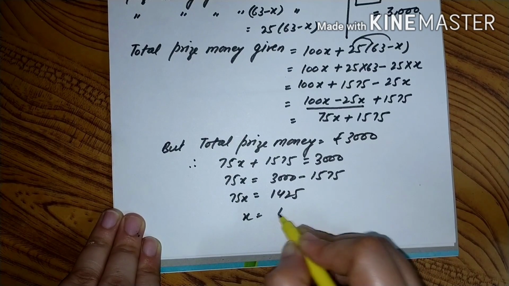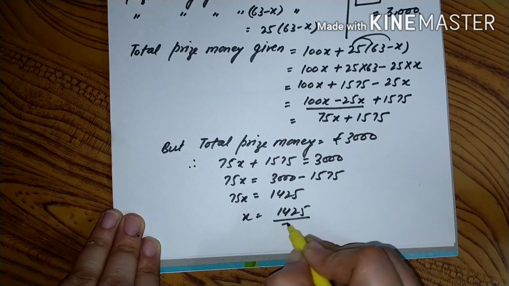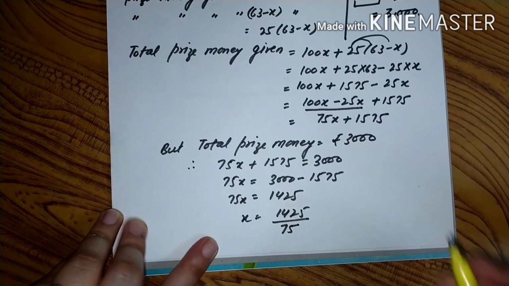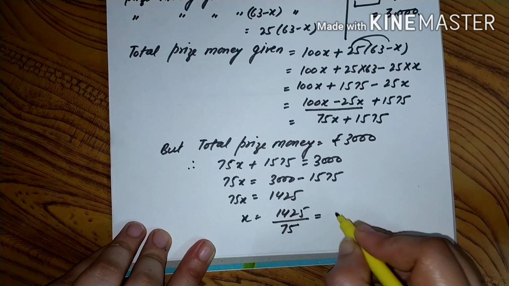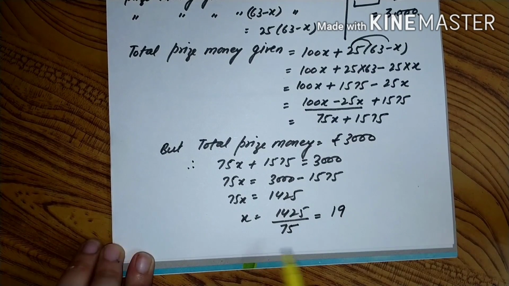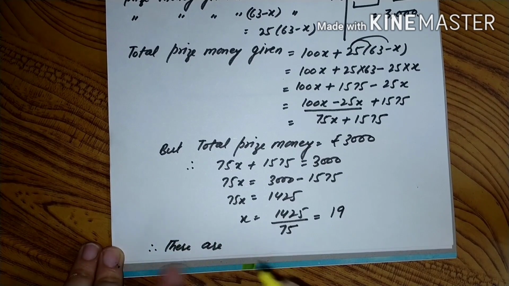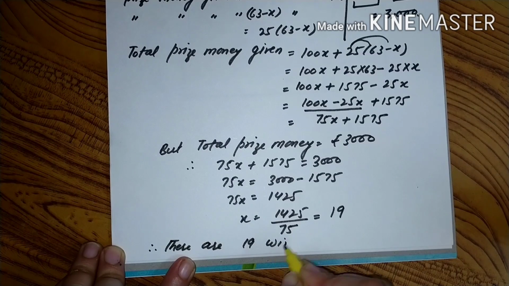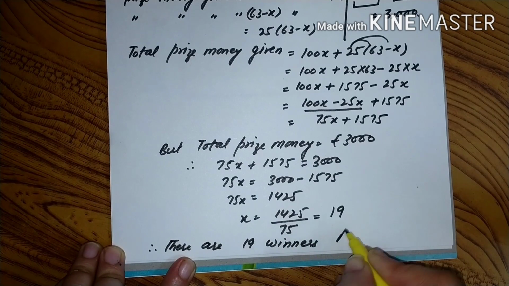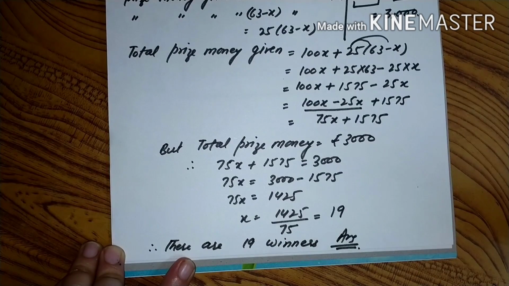So x will be equal to 1425 divided by 75. After solving it, you will get x equal to 19. So therefore, there are 19 winners. That is your answer.